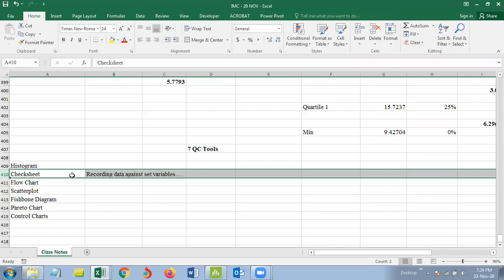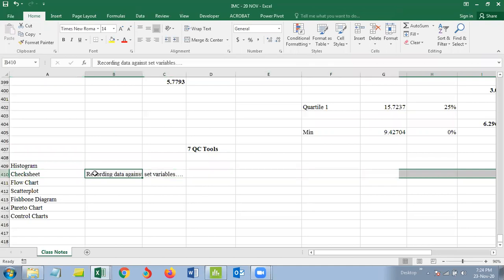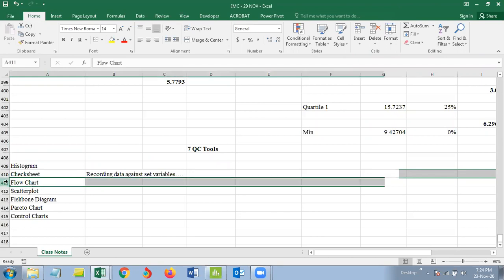So check sheets are very, very important, generally used across industry. Flowcharts is something which we are very much familiar with since our schooling days. When you made a SIPOC chart initially, when we talk about a high level process diagram, the flow of the process, that's when we basically were dealing with a flowchart.